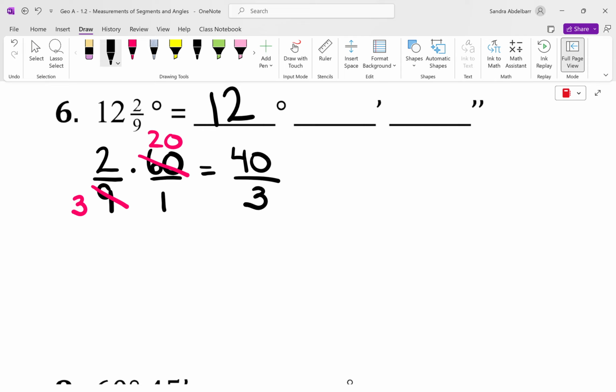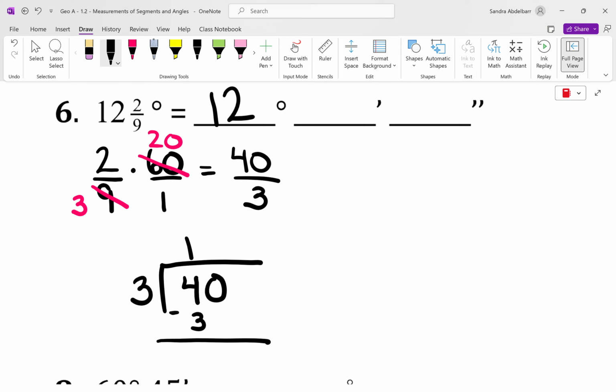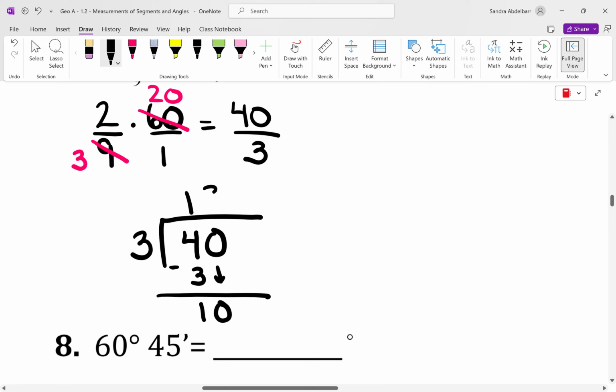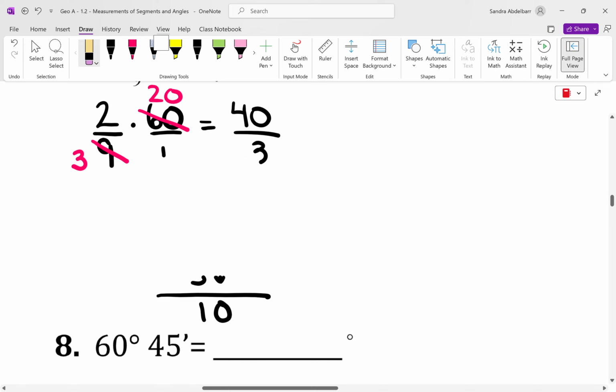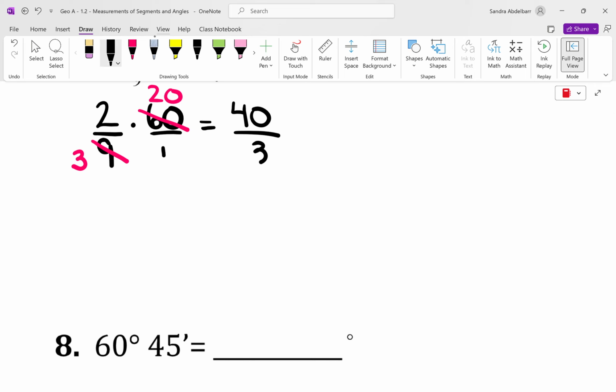Does 3 go into 40 evenly? No. So we're going to have to create a mixed number. I'm going to set up my little house. 40 goes on the inside, 3 goes on the outside. 3 goes into 4 one time. 1 times 3 is 3. We subtract. 4 minus 3 is 1. Bring down the 0. 3 goes into 10 3 times. I'm running out of space here. I'm just going to write this a little bit smaller.